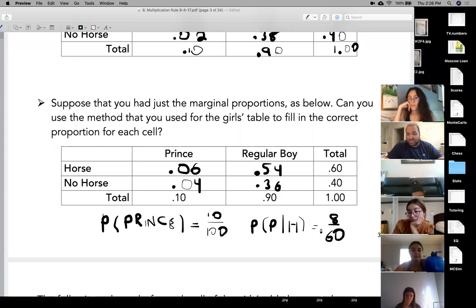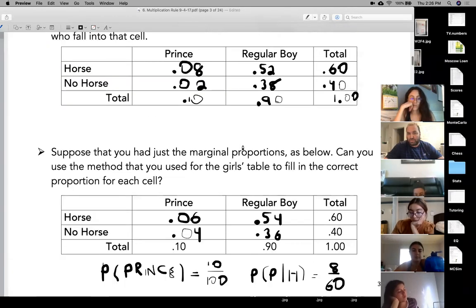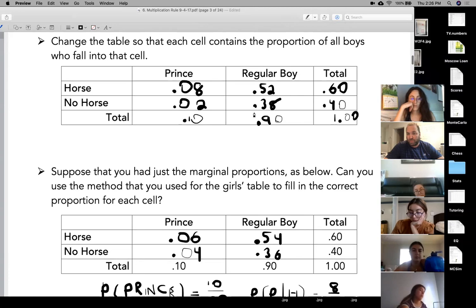Had this number stayed the same, then who cares that it's a horse? It's still just as likely, and therefore the occurrence of one does not affect the occurrence of the other. But this one here is not independent, and we see that by the fact that these numbers are not what we expect. If you did the same thing with these numbers, they would have been independent.